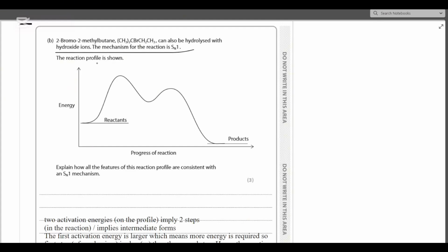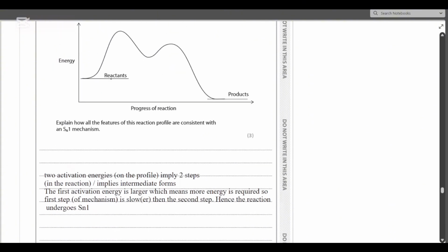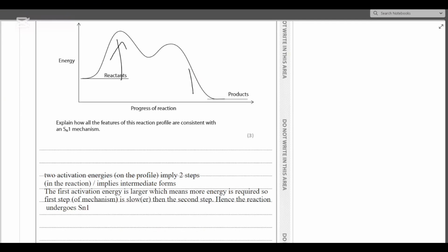Okay, the next one: we can see that 2-bromo-2-methylbutane can also be hydrolyzed with hydroxide ions, and this is the mechanism for this reaction. The reaction profile is shown right here. They told you to explain how all the features of this reaction profile are consistent with an SN1 mechanism. Obviously we can clearly see that there are two activation energies involved, right? What does it imply? We can already say that there are two steps involved in the reaction.